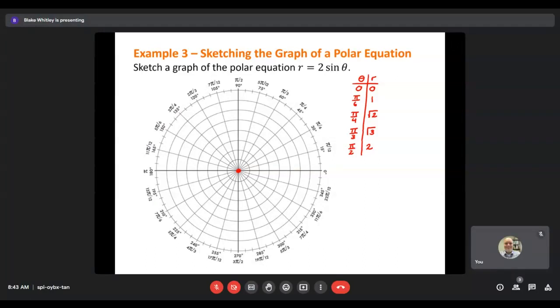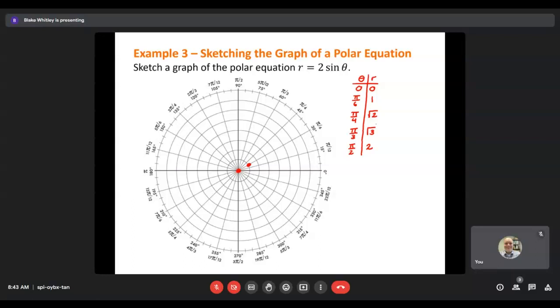Okay, now my next one, we have an r value of 1. We have a theta value of pi over 6. So I need to go out 1 along my circles, and I'm going to go around to pi over 6. And so that's going to give us a point right here, on the pi over 6 with a radius of 1.